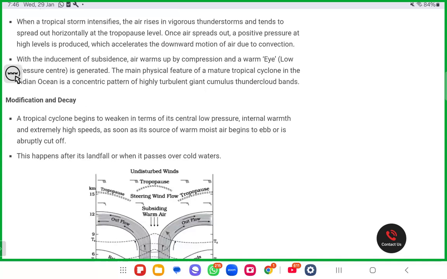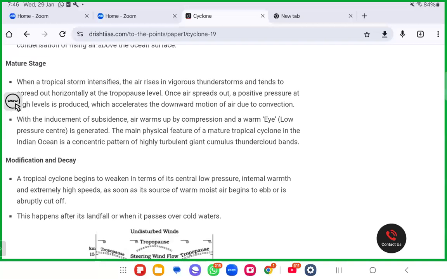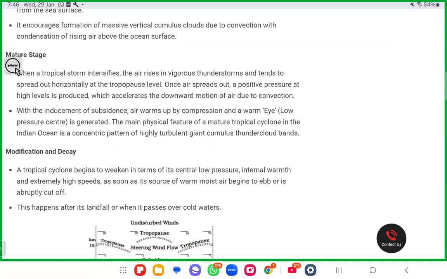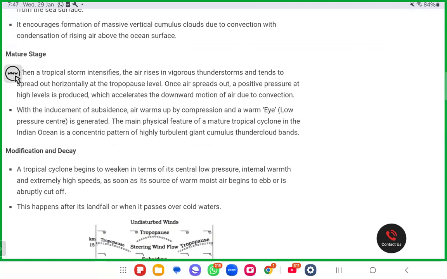You try to make simple notes on tropical cyclones and extratropical cyclones. Okay, once you have good notes on tropical cyclones, extratropical cyclones are only the same as tropical cyclones. Why extratropical cyclones? It is because they occur in different latitudes, which is why it is called extratropical cyclones.